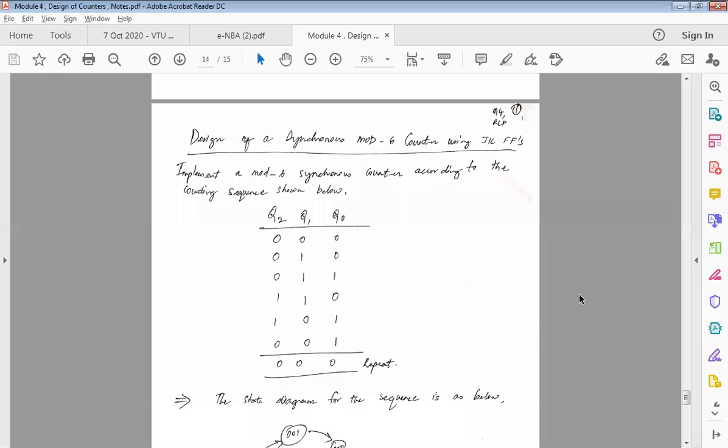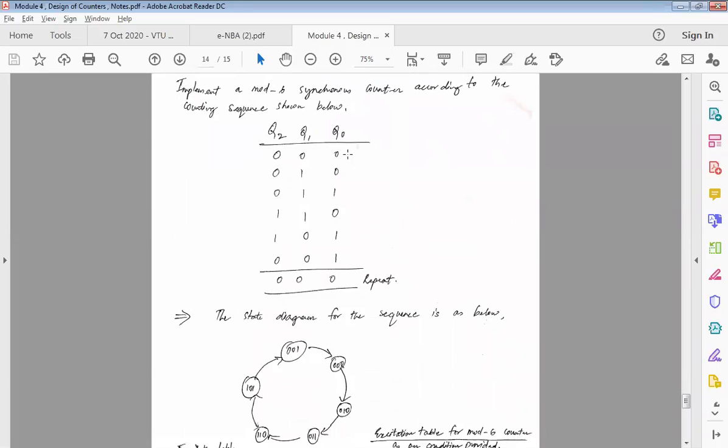So this is the problem that we were discussing, right? Design of a synchronous mod 6 counter using JK flip-flops. Here you can see that we have used Q0, Q1, Q2. From 000, I want 010, then 011, then 110, then 101 and 001. This is not in order, I have given a random order here, and I want my circuit to function in this fashion. Once it reaches 001, I want it to reach 000.